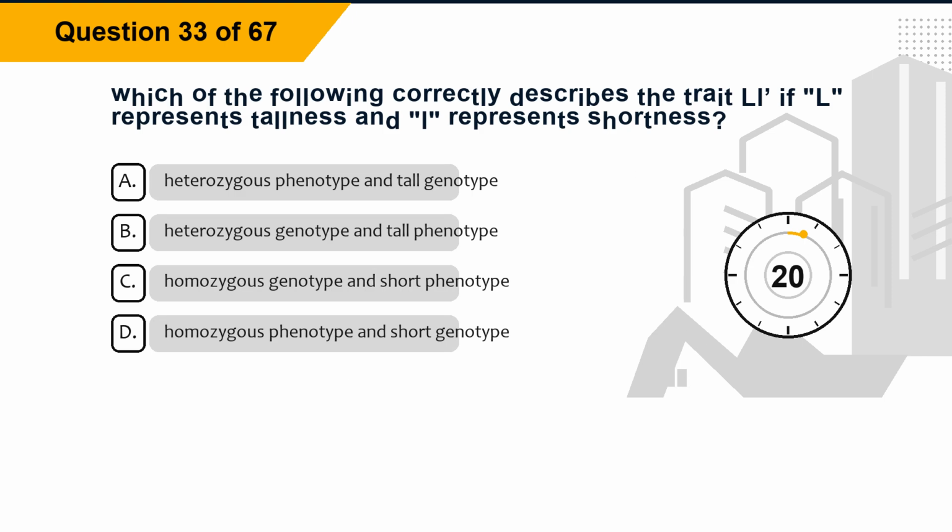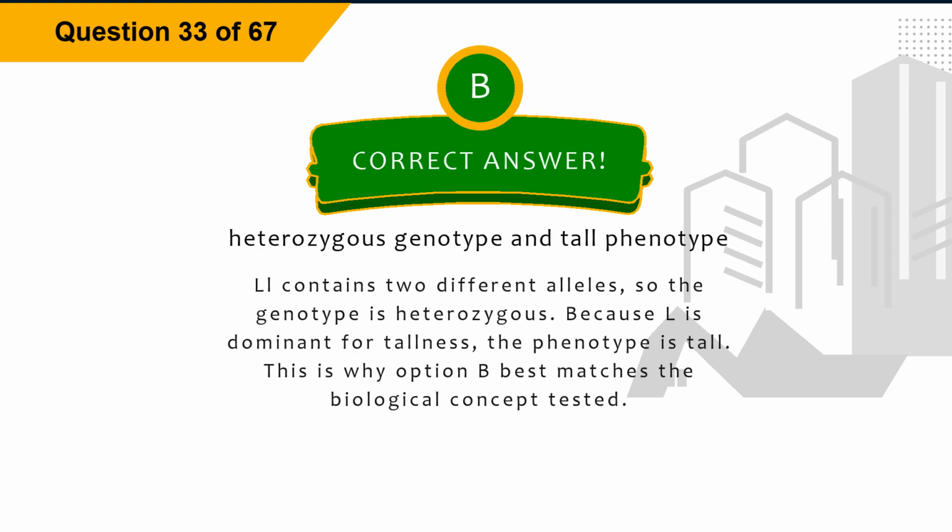Question 33. Which of the following correctly describes the trait Ll, if L represents tallness and l represents shortness? Option A. Heterozygous phenotype and tall genotype. Option B. Heterozygous genotype and tall phenotype. Option C. Homozygous genotype and short phenotype. Option D. Homozygous phenotype and short genotype. The correct answer is option B. Heterozygous genotype and tall phenotype. Explanation. Ll contains two different alleles, so the genotype is heterozygous. Because L is dominant for tallness, the phenotype is tall. This is why option B best matches the biological concept tested.